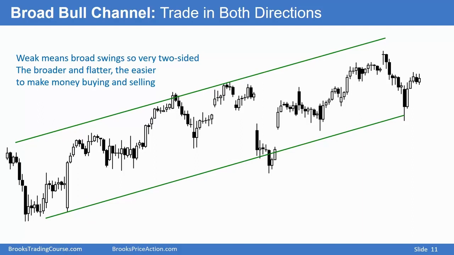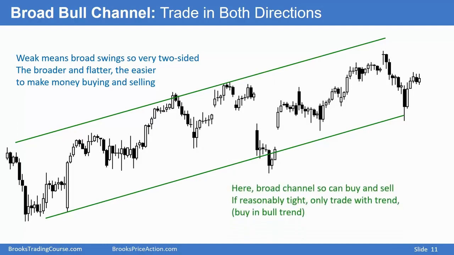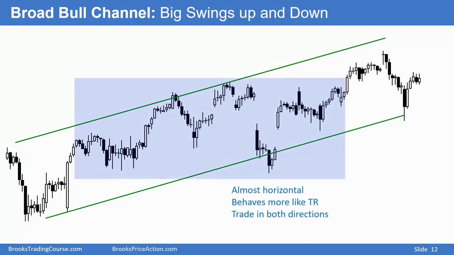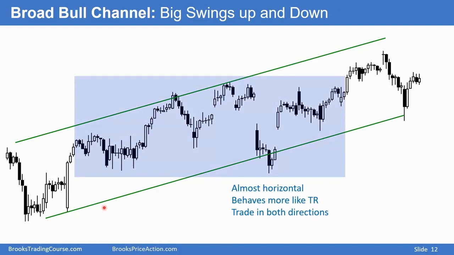When the market's in a broad channel like this, bulls and bears will place trades. It's okay to both buy and to sell. If the channel is very tight, you only want to look to buy. But when it's broad like this, traders will both buy and sell. As I said, one of the other characteristics of a broad channel is that it spends a lot of time sideways in a trading range. And traders trade it like a trading range.